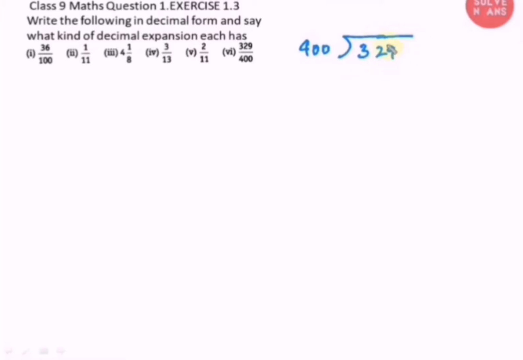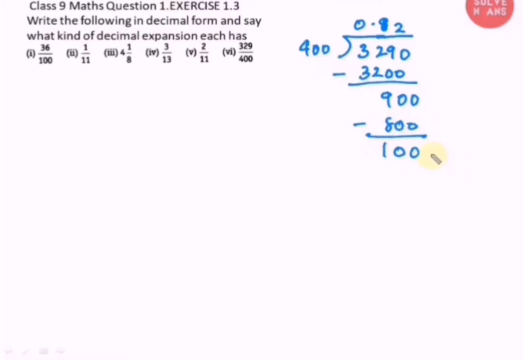So 329 is a smaller number. Take a point, add a 0. 408 is 3200. Subtract, you get 90, which is smaller. So take one more 0. 402 is 800. Subtract, you get 100. Take one more 0. 402, 800. Subtract, you get 200. Take 1 0, it becomes 2000. So 405 is 2000. So now you got remainder 0. So this is terminating.